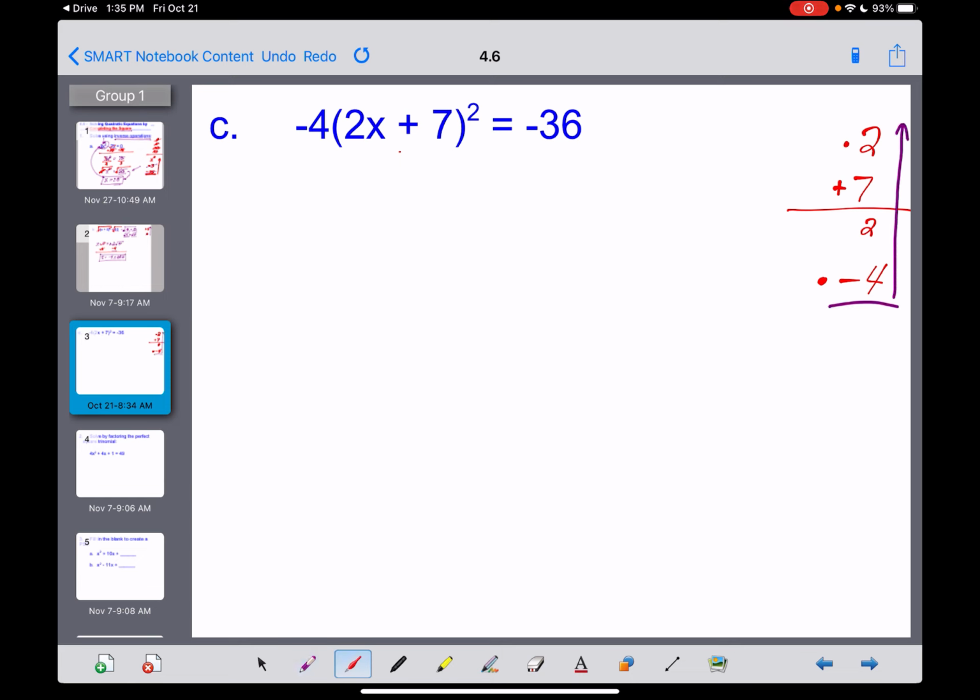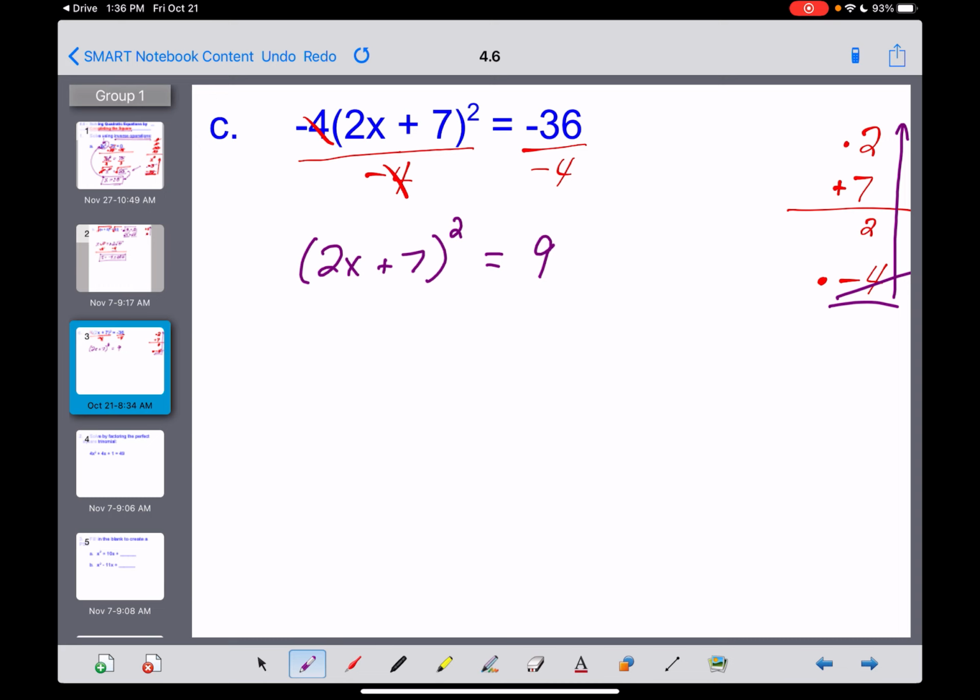How do we undo multiplication by negative 4? We divide by negative 4 on both the left and the right. So those negative 4's cancel, leaving us with 2x plus 7 quantity squared is equal to, and negative 36 divided by negative 4, positive 9. So we took care of that.